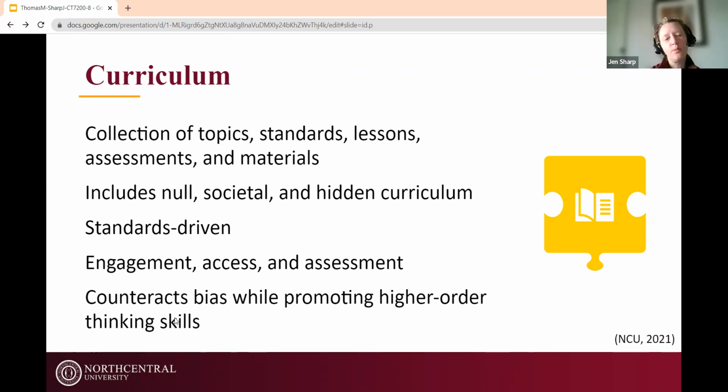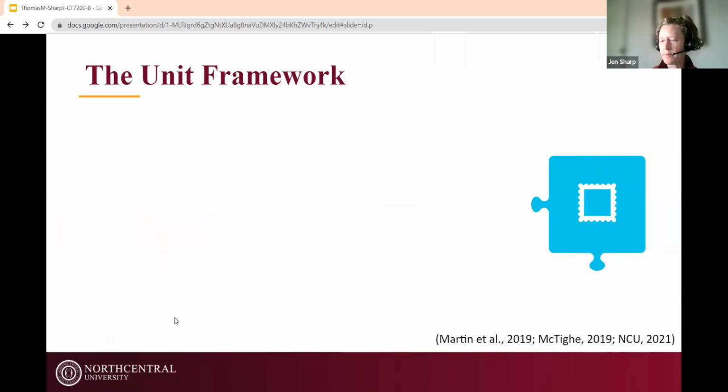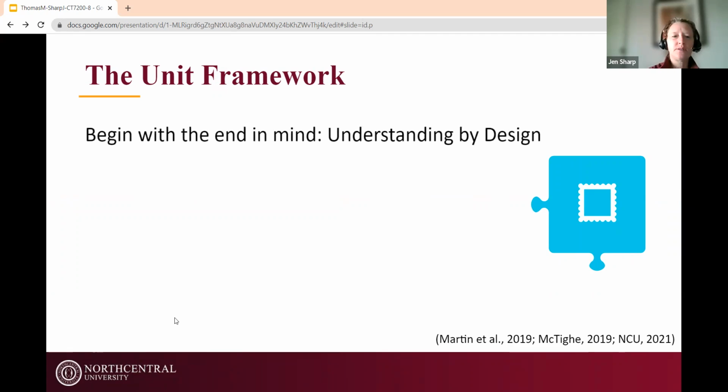When we talk about curriculum, we need to dig even deeper into the unit. And that's what we'll talk about next. So really, we're talking about the unit framework. What are the key elements of a unit framework? Basically, this begins with the end in mind. This is understanding by design, because asking an effective question begins with having the answer in mind, and similarly, building an effective curriculum begins with the end game in mind.